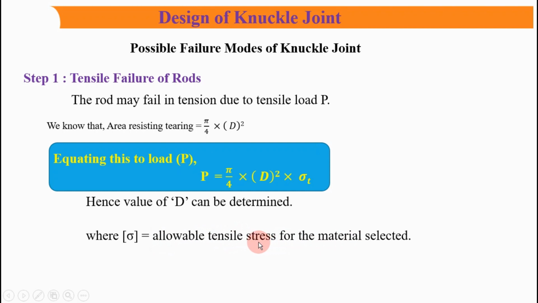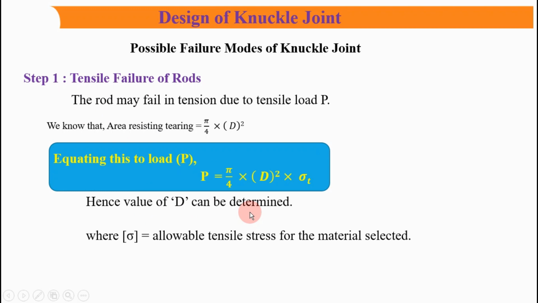Whatever material we have selected, sometimes allowable stress values, that is sigma T, sigma C, sigma S, are given in the numerical, and if not, then we need to consider them. Now guys, by this step number 1, tensile failure of rod, we need to calculate the diameter D of both the rods. In this way we can complete step number 1.